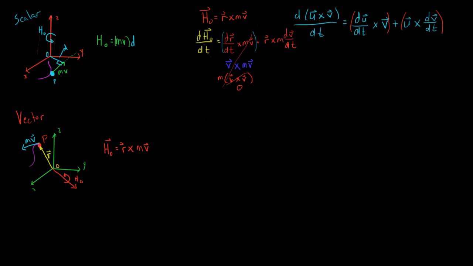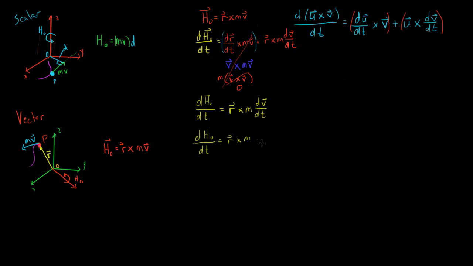And we're just left with the derivative of the angular momentum with respect to time is equal to the position vector crossed with the mass times the derivative of velocity with respect to time. And this right here can also be written as the acceleration. So the derivative of the angular momentum with respect to time is equal to a position vector crossed with a mass times the acceleration.